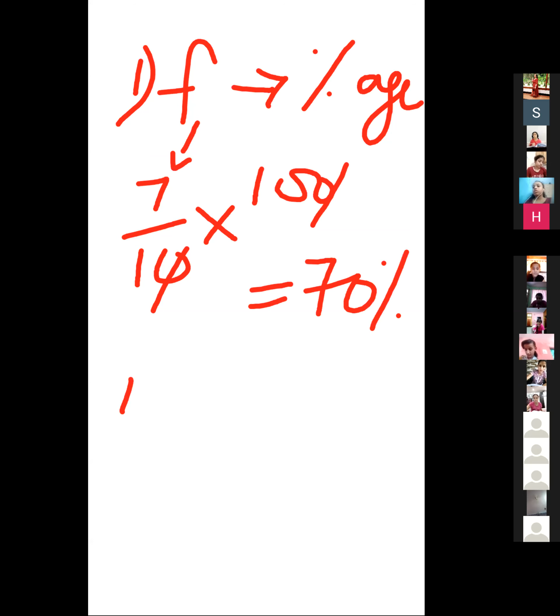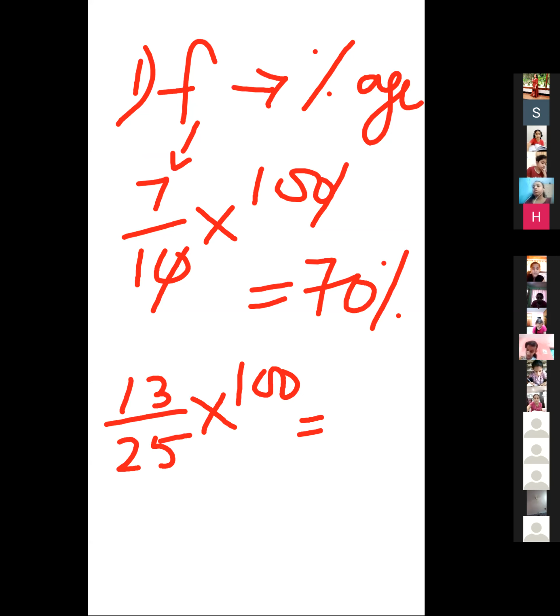Next is 13 upon 25. Again, this is a fraction. You have to change into percentage. So what you have to do? You have to multiply with 100. So cut it. 25 ones are 25. 25 fours are 100. So 13 fours are 52%. Understood all of you?